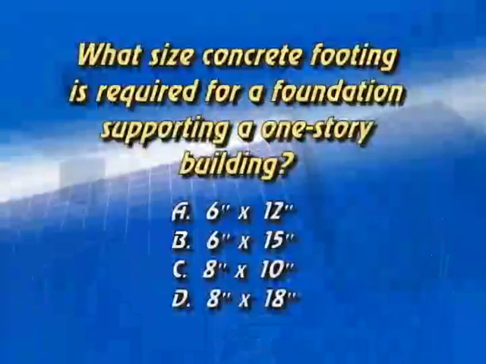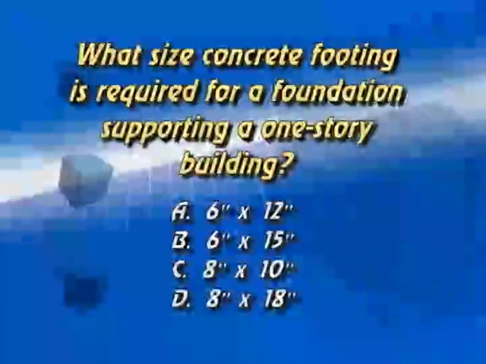Number 27. What size concrete footing is required for a foundation supporting a 1-story building? The answer is 6 by 12. That's the minimum size footing. As you go to a 2-story building or a 3-story building, that is going to change by specific numbers. But for a simple 1-story building, a 6-inch thick by 12-inch wide footing is sufficient.